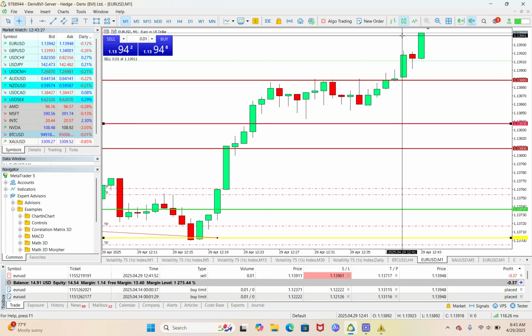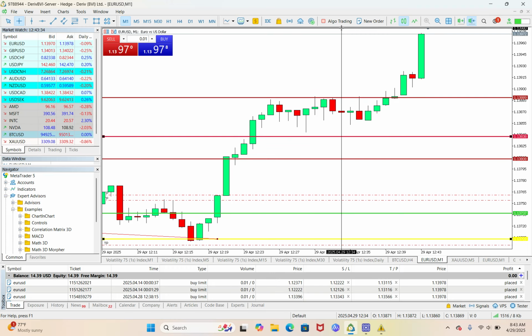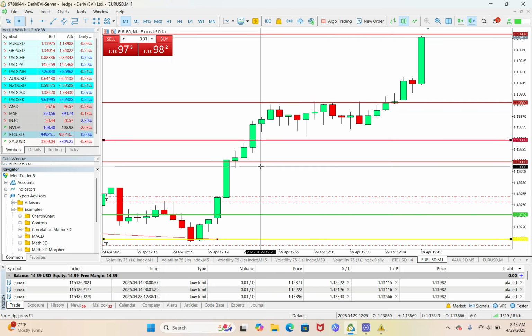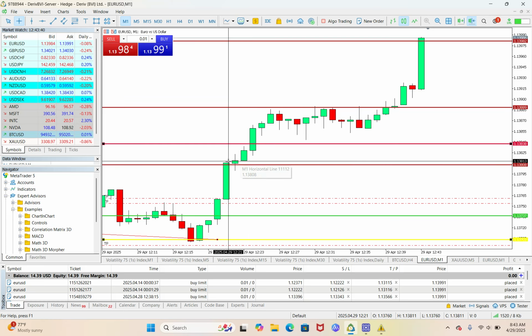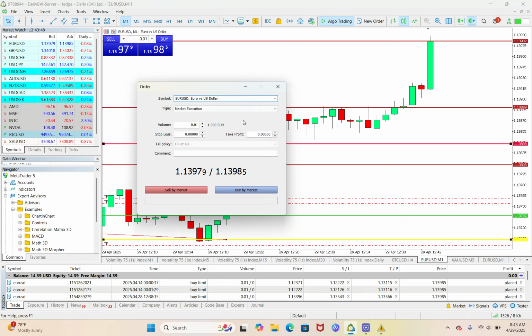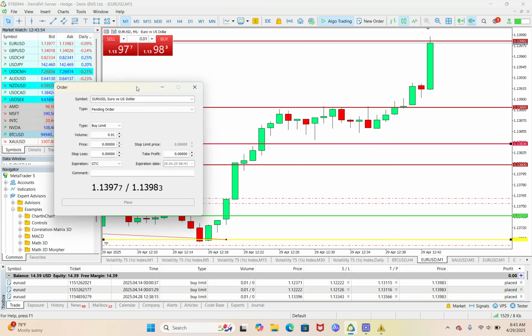Got it. So the market went up to 41. Right, so from here all the way up here. Okay, so we're good with this trade, this trade right here now. So we're going to set this order. Right, buy, new order, pending order, buy limit.